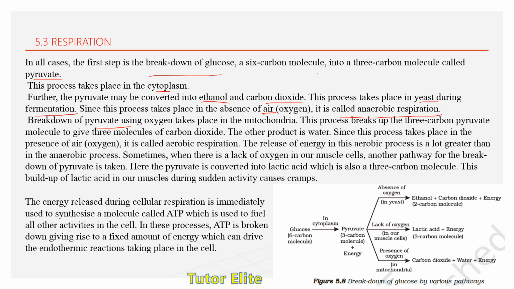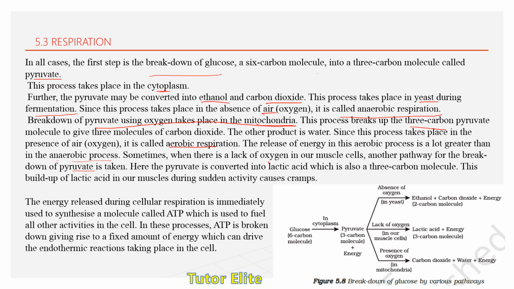Breakdown of pyruvate using oxygen takes place in the mitochondria. Mitochondria is called the powerhouse of the cell. This process breaks up the 3 carbon pyruvate molecule to give 3 molecules of carbon dioxide. The other product is water. Since this process takes place in the presence of air, it is aerobic respiration. The release of energy in this aerobic process is a lot greater than in the anaerobic process. Sometimes when there is a lack of oxygen in our muscle cells, another pathway for the breakdown of pyruvate is taken.